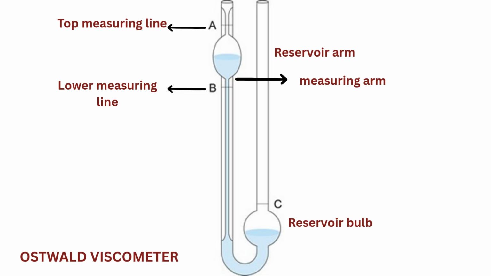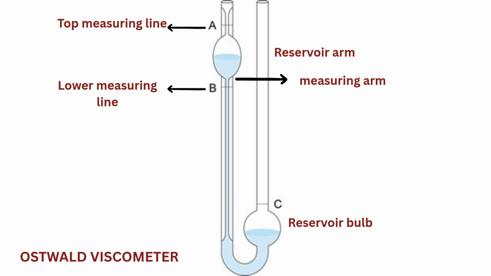Release the suction. As the serum flows down through the measuring arm, start the stopwatch as soon as the top of the serum is even with the top measuring line. Time the passage of serum between the two measuring lines. As soon as the upper border of the serum is even with the lower measuring line, stop the watch. Record the flow time of the serum. Repeat the steps 2 more times and average the 3 readings.